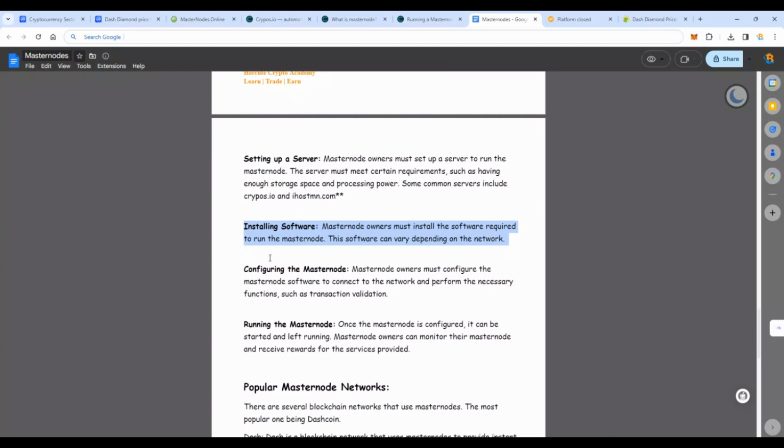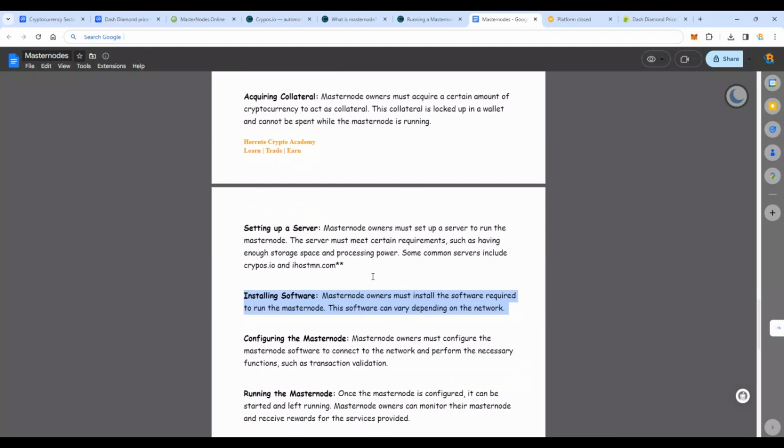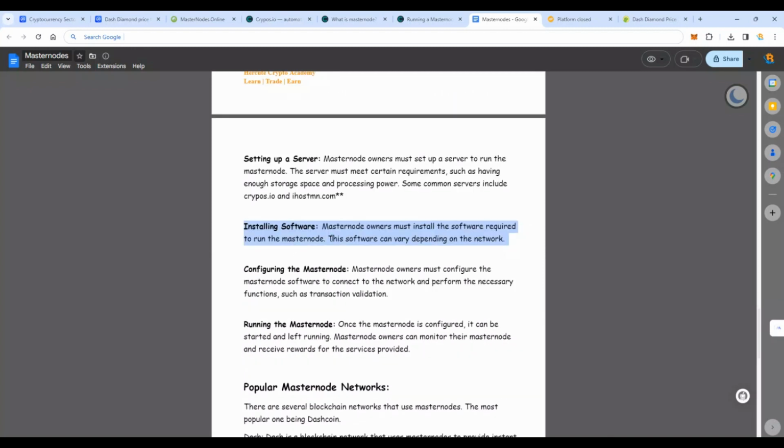So, configuring the masternode. This is the other step of setting up a masternode. Masternode owners must configure the masternode software to connect to the network and perform the necessary functions, such as transaction validation. Now this is when you're doing it by yourself. Then finally you run it. Once the masternode is configured, it can be started and left running. Masternode owners can monitor their masternode and receive rewards for the services provided.